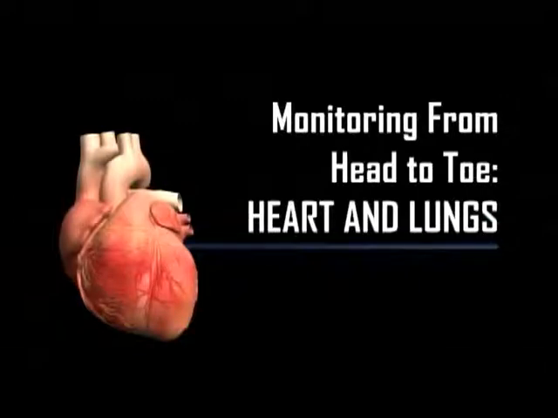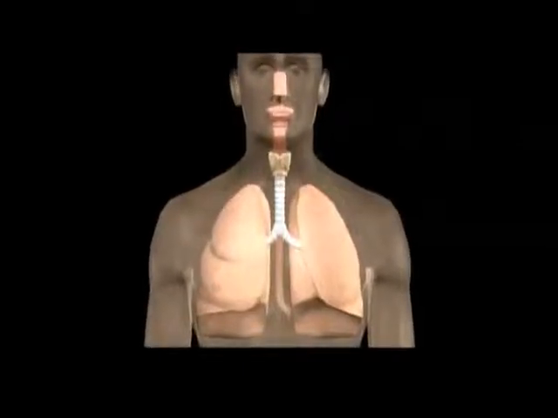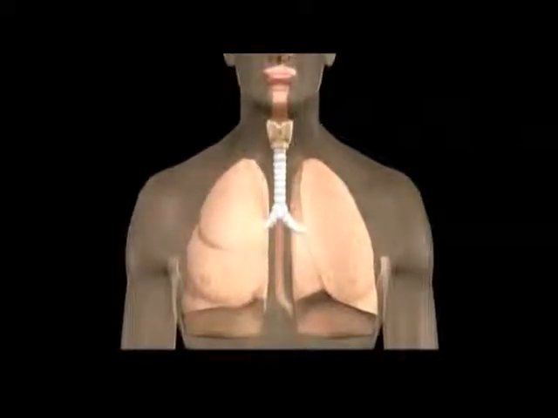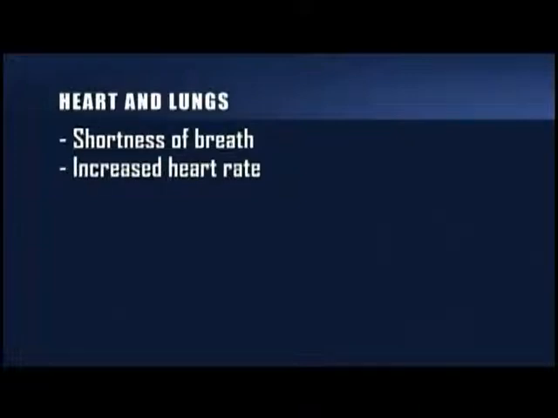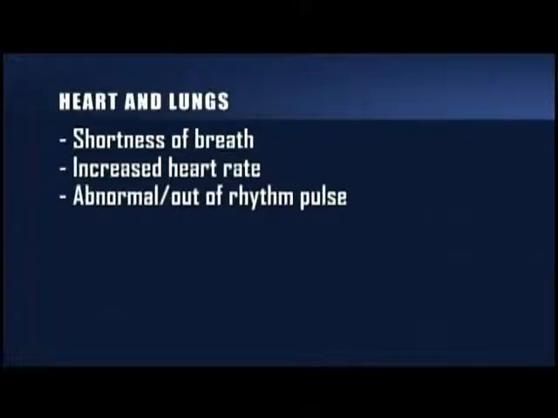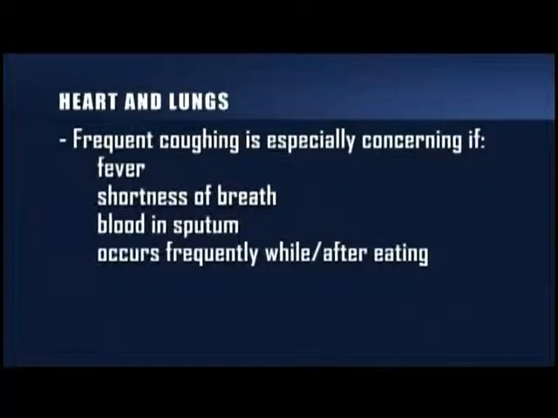Next is the heart and lungs. Some of the most serious and life-threatening conditions can present themselves here, so watch closely. Things you can look for and should respond to immediately include shortness of breath, a racing heart rate, an abnormal heart rate or a pulse that is out of rhythm, fluttering or tightness reported in the person's chest, and also frequent coughing. While frequent coughing is not likely a sign of a heart condition, it can indicate infections in the lungs, pneumonia, etc.